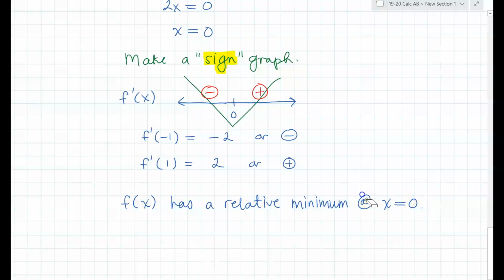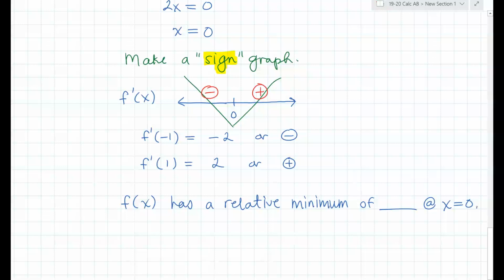Now, actually, let me erase that. Let me do it the way that they want you to do in the AP. Relative minimum of something at x equal 0. And we'll talk about that right now. But go ahead and write that down. F of x has a relative minimum of something at x equal to 0. Now, they do want you to state a little bit more on the AP, but we'll get into that when we start studying for it.